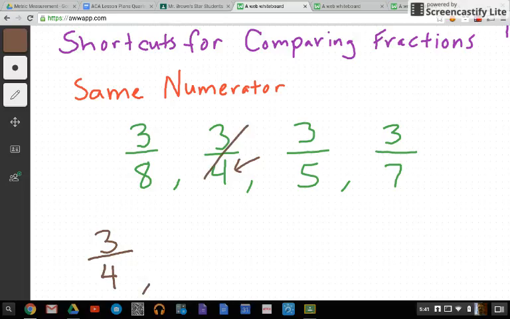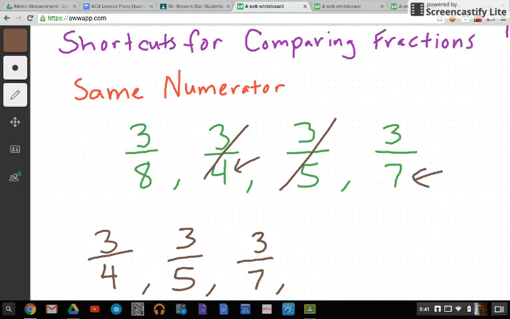And then of the ones left, 3/5 is going to be larger because, again, I have 5 pieces to make a whole, and I've got 3 of those, so that's more than half. And then, of course, 3/7 comes in. Well, 3/7 is more than 3/8 because there are 7 pieces instead of 8, and I've got 3 of them. So those pieces would have to be larger than the 8 pieces. If you think about cutting your pizza up into 7 slices rather than 8 slices, the 7 slices are definitely larger. So this helps us put them in order.